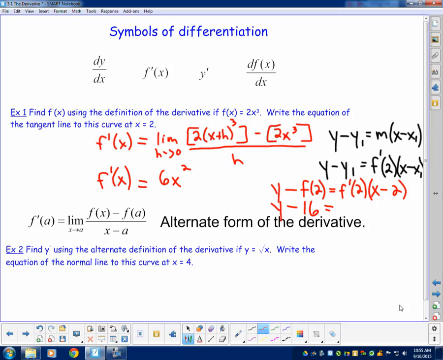And the slope is f prime of 2 because the definition of the derivative, geometrically speaking, is the slope of the tangent line. So once you find the derivative, you plug in the specific x value that you want the slope of the tangent line at, and that's what it'll kick out. So f prime of 2 is equal to 6 times 2 squared, which is 24. So I'm going to replace the slope with 24 and then x minus 2, and now I'm done.